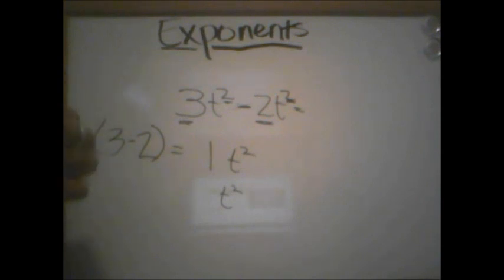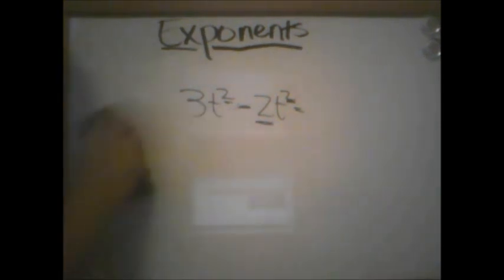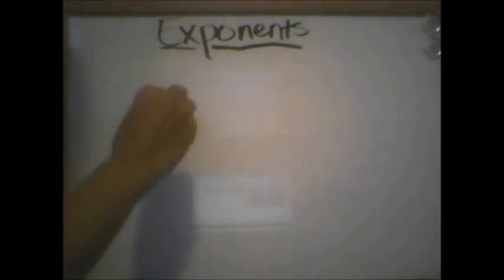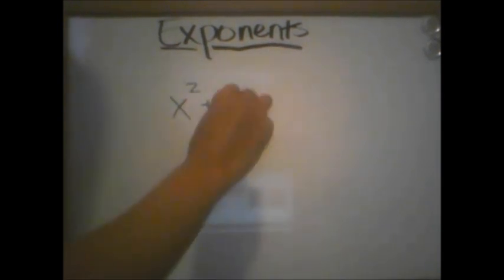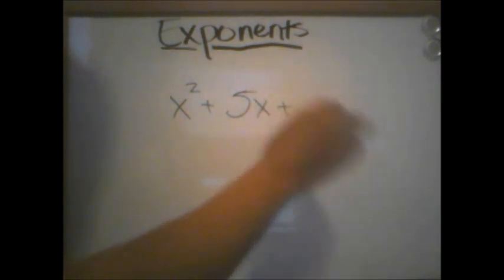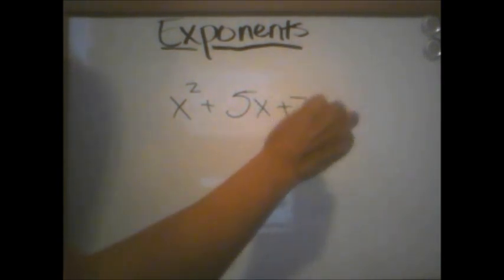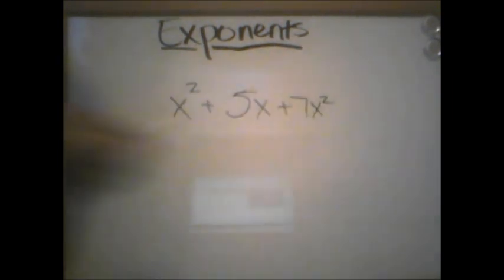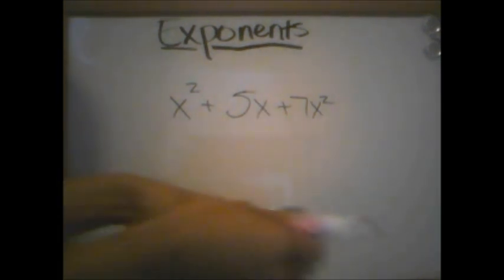Now let's take a couple of terms that are alike and not alike. Great example here: x squared plus 5x plus 7x squared. Okay, so with this, what we have is a couple of terms that are alike.